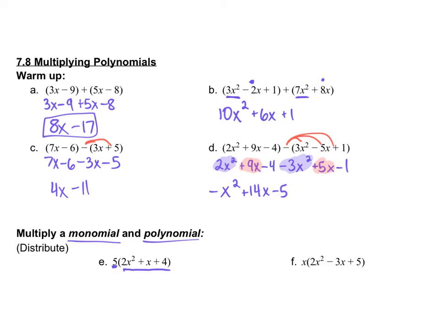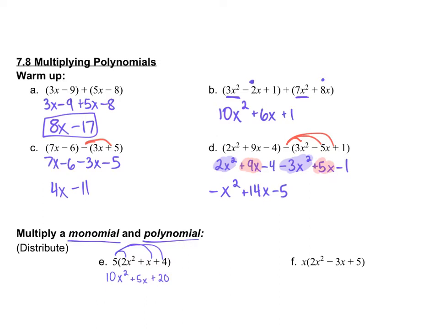All right, so in order to multiply, I'm just going to distribute. So I have my 5, and when I multiply it by 2x squared, I get 10x squared. When I multiply 5 and x, since it's a positive x, I get plus 5x. And 5 times 4, I get plus 20. All right, since I can't combine anything, I know I am done.